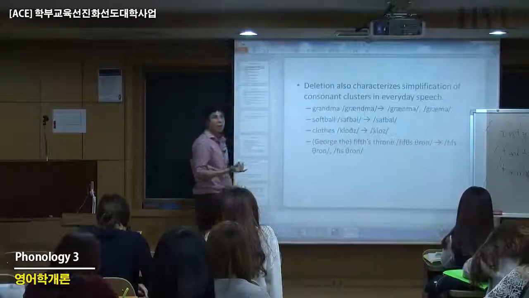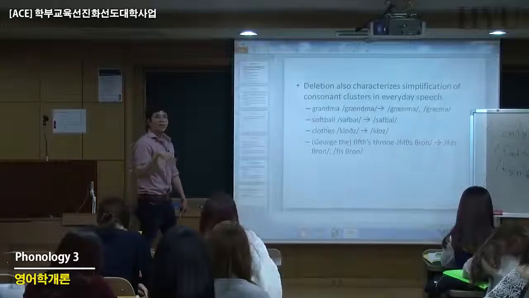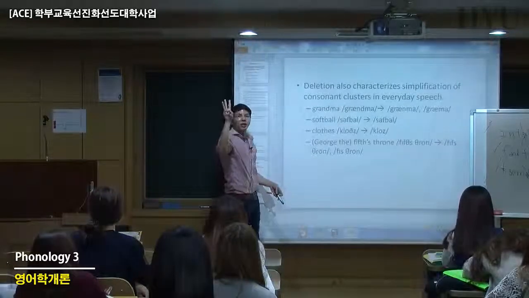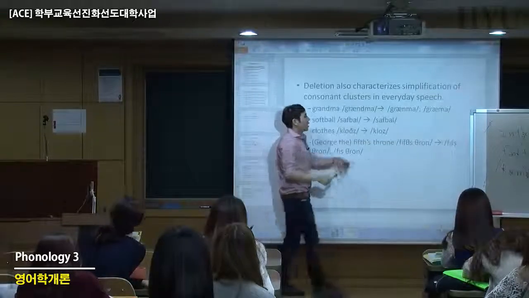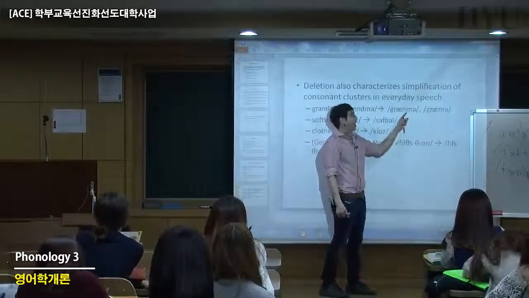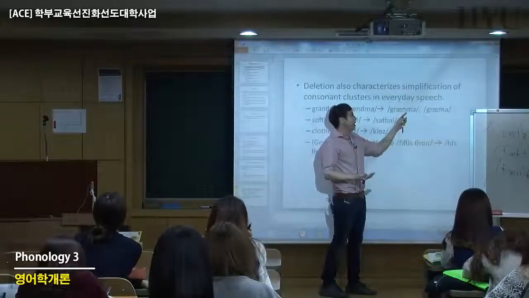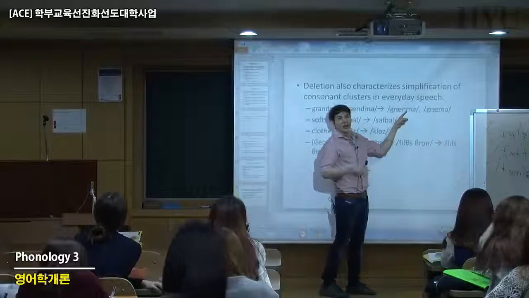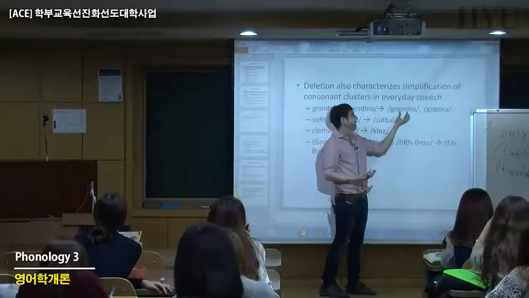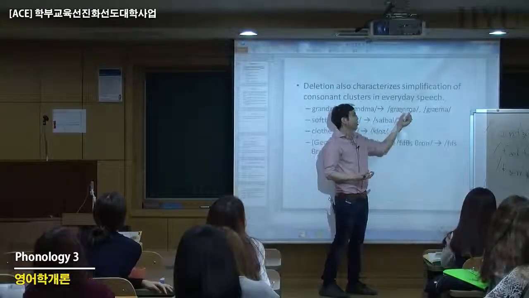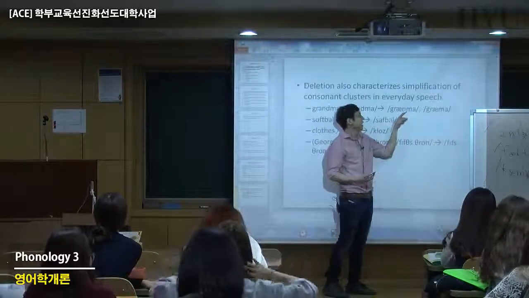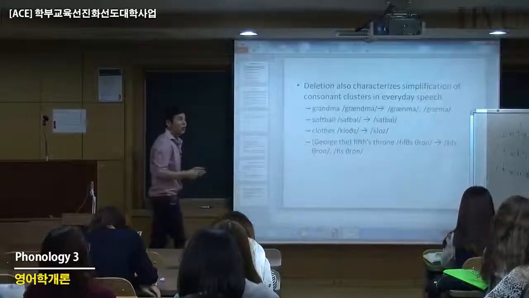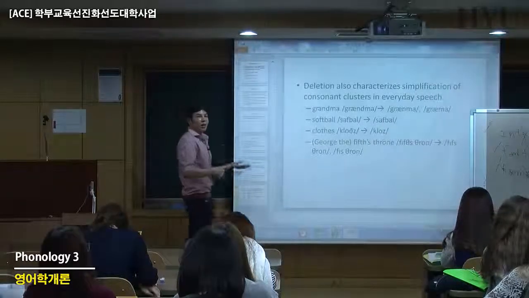So you delete the middle. The middle is always deleted. If you want to delete something, you delete the middle, okay? If you have 3 sounds, you delete the middle. But then the next stage is, when the N is close to the M, assimilation can occur, right? Because they are both nasal sounds. So the N is gone because it turns into an M. My grandma, like that.